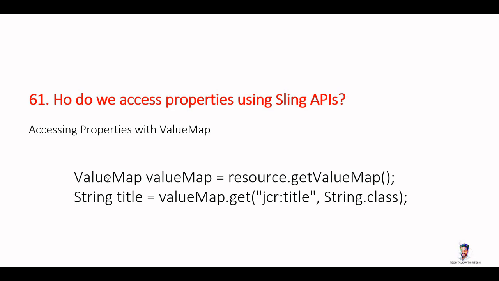Similar to that, we just saw how we can persist the data. The question could be, how do we access properties using Sling APIs? This time I want to get the property value, so I already have the value map. I will just call getValueMap from the resource, right? Because this time I do not want to modify the value, I have not used the modifiable value map. Then I extract the value with valueMap.get, with the property jcr:title and the type of that property, String. This is how we can fetch the value.